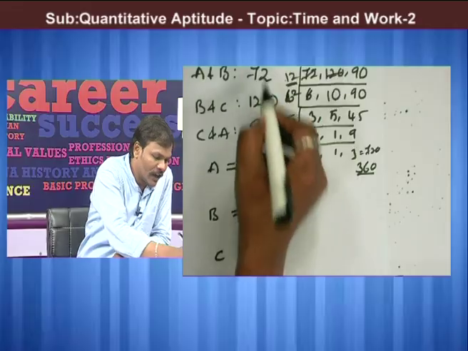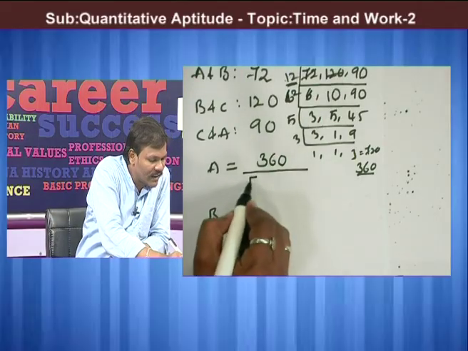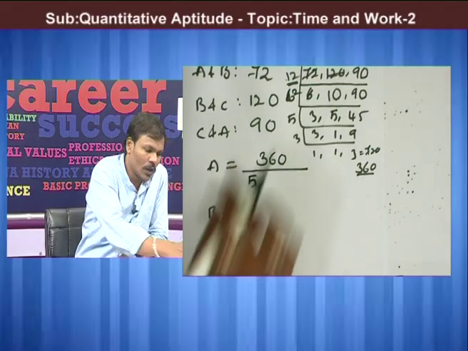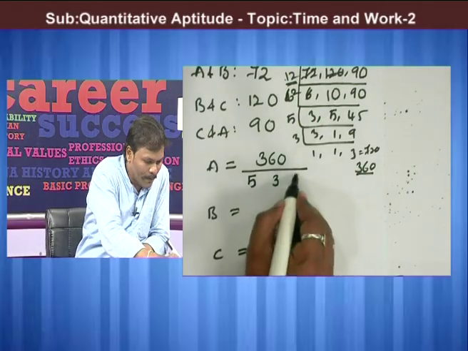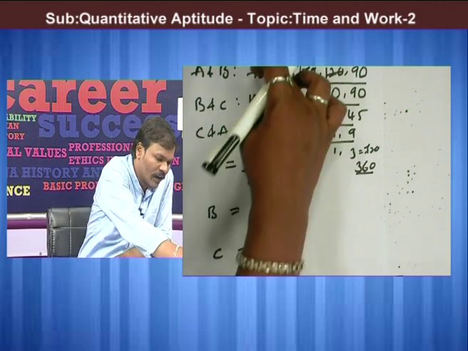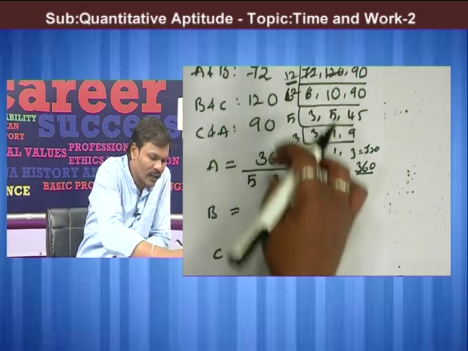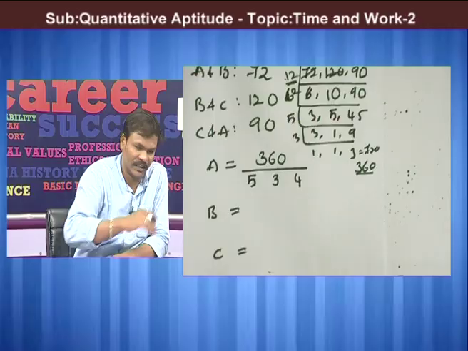Denominators: 72 to 360 is 5, 360 by 12 is 3, 360 by 9 is 4. Is it clear? So 72 5s are 360, 12 3s are 360, 9 4s are 360.